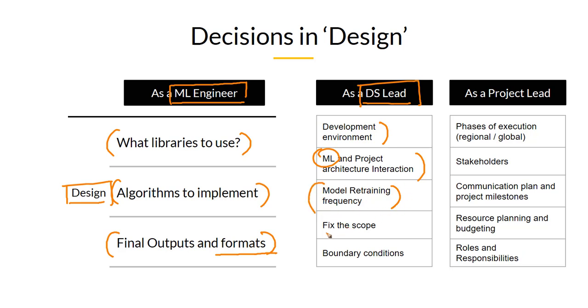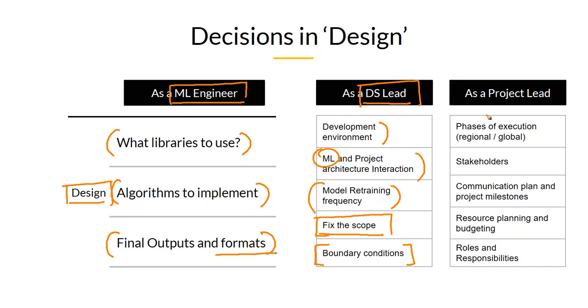You can also fix the scope of the project. What is going to be the deliverable and what is not going to be part of the scope of the project needs to be made very clear in this particular case. Also, what are all the different boundary conditions within which the project is supposed to be successful, and what are the different conditions in which the solution can fail? Those also you can decide in this phase. These are all part of the data science lead's work, right? If you are the engineer also, you can do this part also.